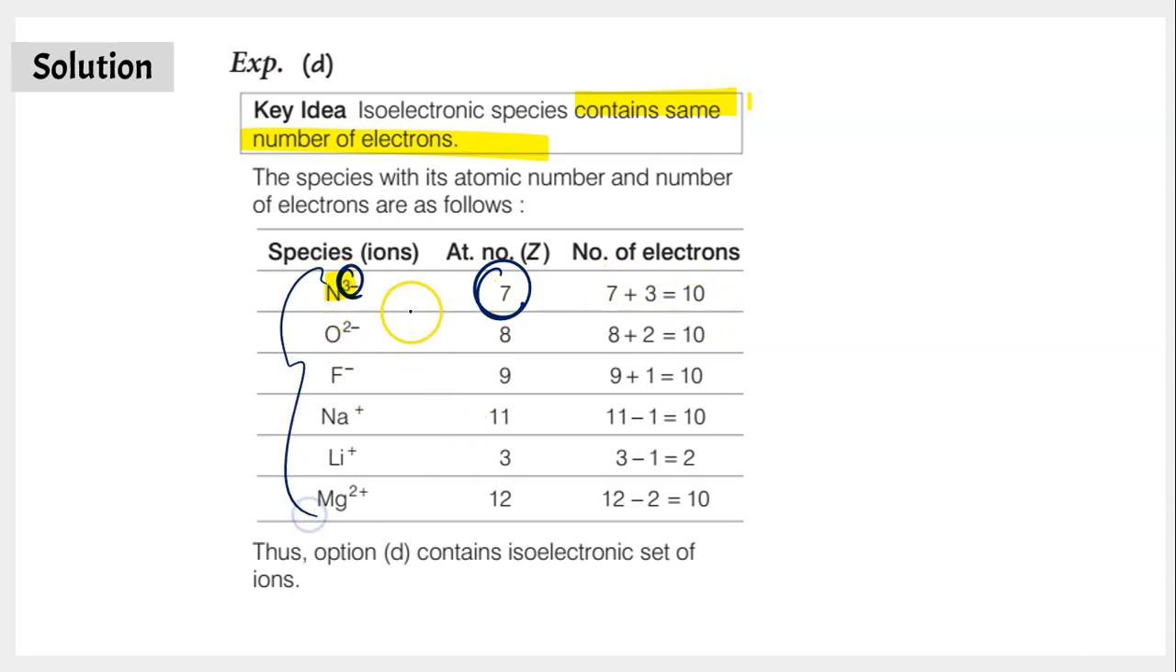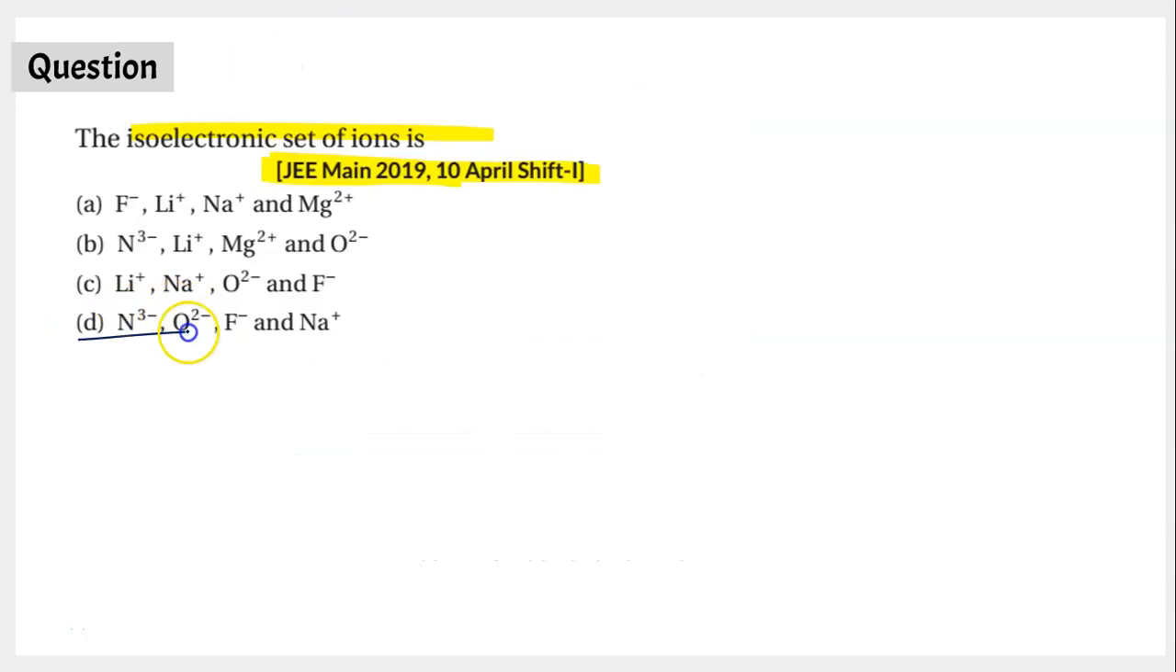Similarly, when you look at the total number of electrons in O2 minus, it's 8 originally for oxygen and 2 extra added. So 10 is the total electrons. And similarly, F minus 10, Na plus 10, Li plus 2, Mg2 plus 10. When you observe this, you just have to figure out the ions which contain the same number of electrons and choose the suitable option. Technically, option D consists of those ions which contain the same number of electrons. For example, N3 minus 10, O2 minus 10, F minus 10, Na plus also 10, right?